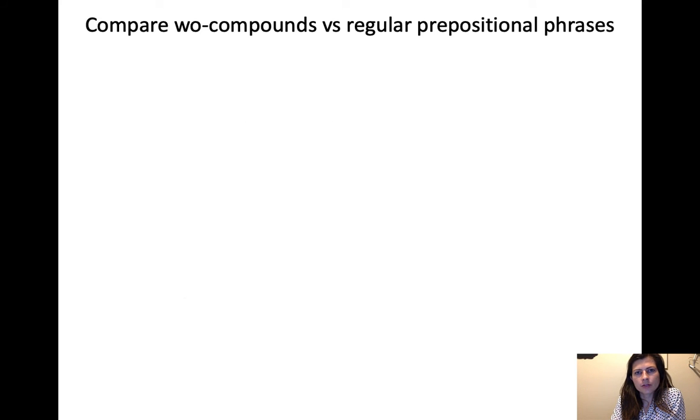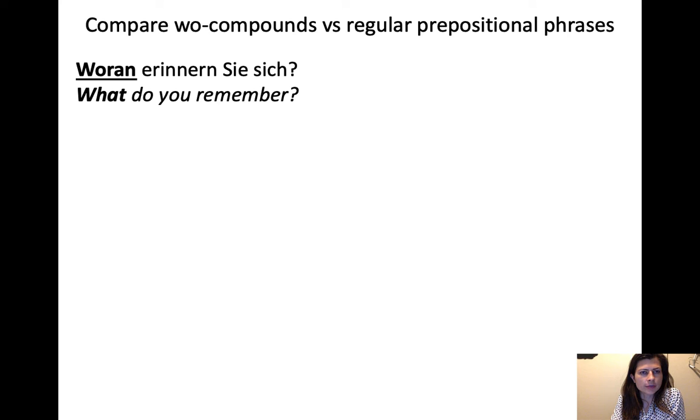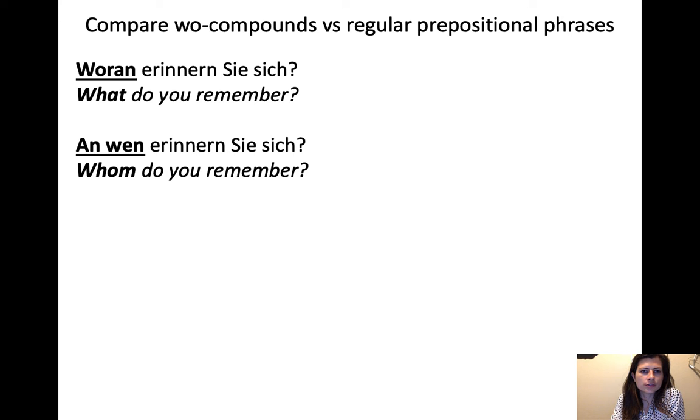So, compare wo compounds versus regular prepositional phrases. So, woran erinnern Sie sich is, what do you remember? Of what do you remind yourself? And then, an wen erinnern Sie sich? Whom do you remember? So this is going to be a person, right? If you're asking, what do you remember? Asking for an object or an idea or something, then you use the wo compound, because that's for inanimate objects.